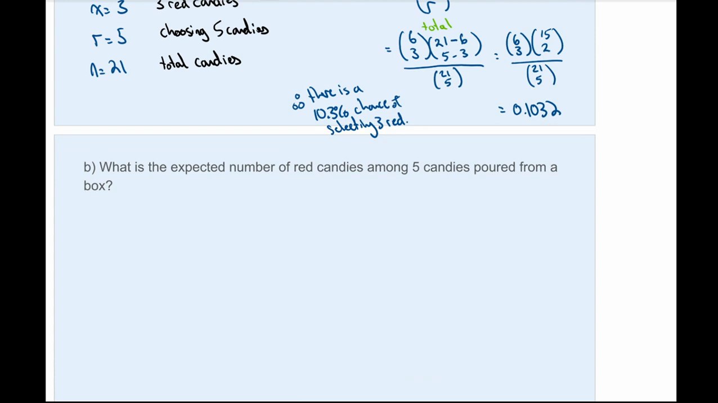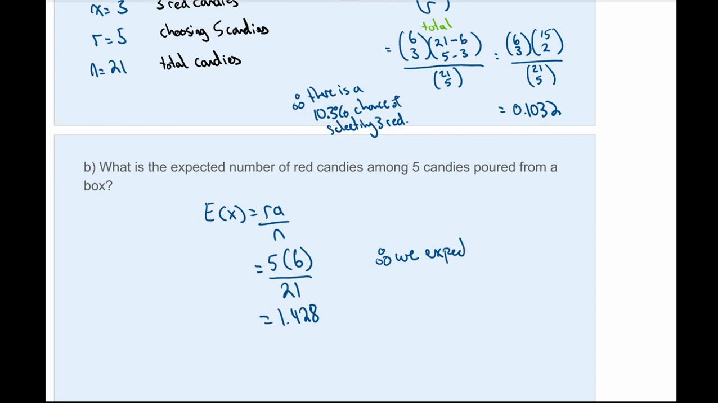Then lastly, B, what is the expected number of red candies among 5 candies poured from a box? In this case, I'm not doing a full probability distribution table, so I'm not going to use that sum of x times p(x). I'm going to use the formula specifically for hypergeometric distributions. In this case, my R value, or the number of trials, is 5, multiplied by A, which is 6 red candies, divided by the total number of possible outcomes, and I get 1.428.